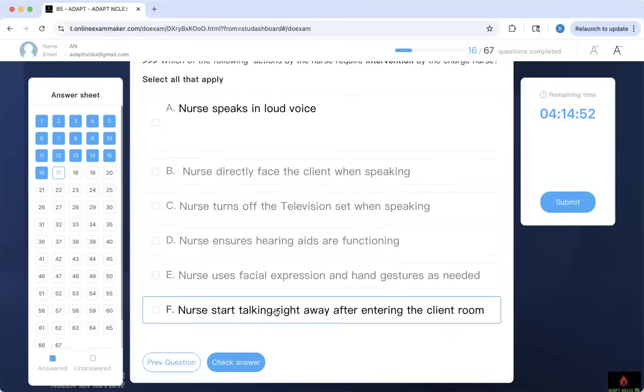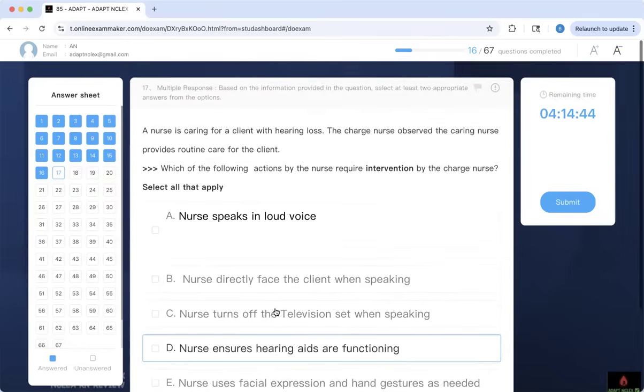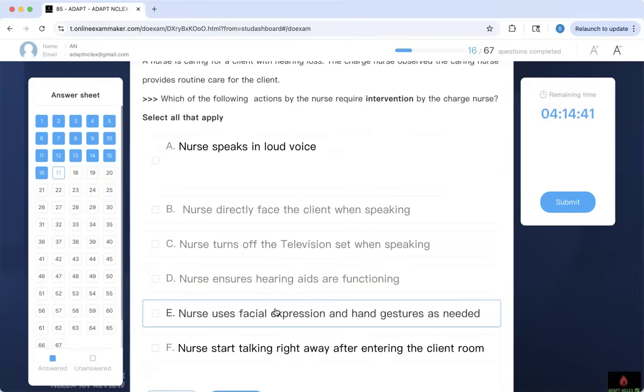Nurse speaks in a loud voice. Why do you want to speak in a loud voice? Do you think they want to hear? They can hear you, but why do you want to speak? Speaking in a loud voice, you think you provide the opportunity to relay your information? Maybe that's what you think. Should the charge nurse intervene with that?